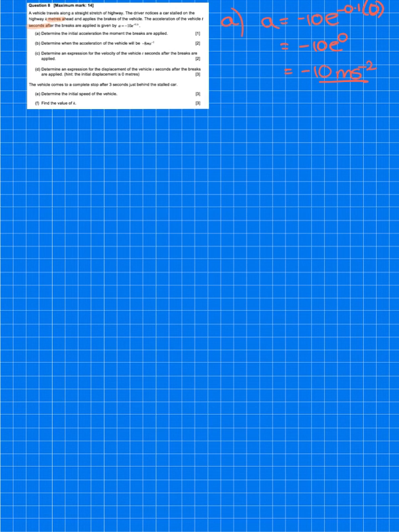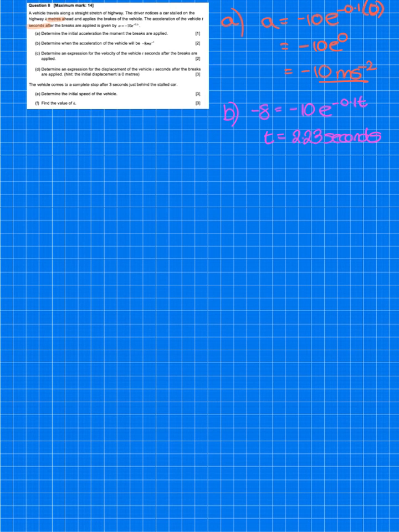Part B of the question says, well, determine when the acceleration is negative 8. So we're going to use the same formula, but set it equal to negative 8, like so, remembering to sub in a t then. And we can literally put that into our calculator in Solver, and it will spit out that t is equal to 2.23 seconds. Okay, so far we've got 3 marks complete of this question.